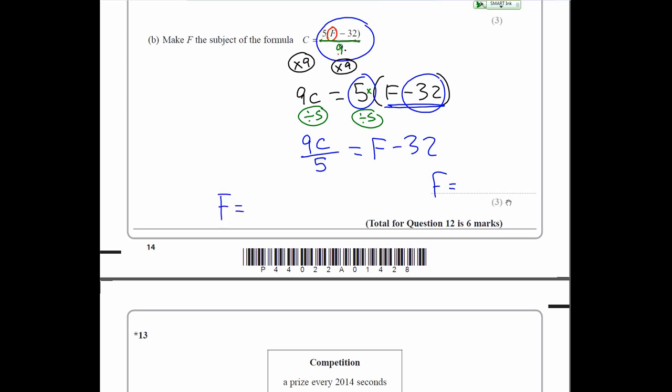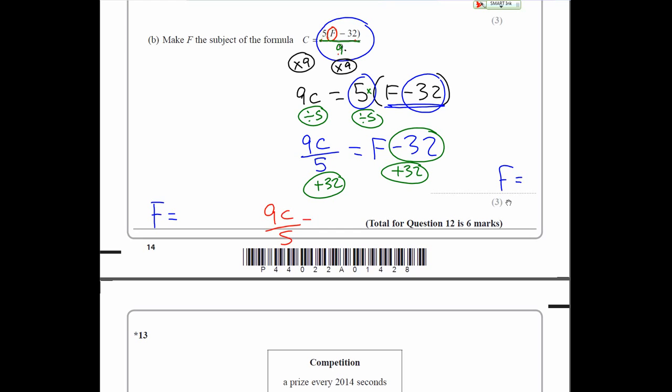Okay, so what we can do now is get rid of the last thing. Can you see it's separated now? It's free. It's on its own. So we can undo that by adding 32. Add 32. So on the left-hand side, you get 9C over 5 add 32 equals F.